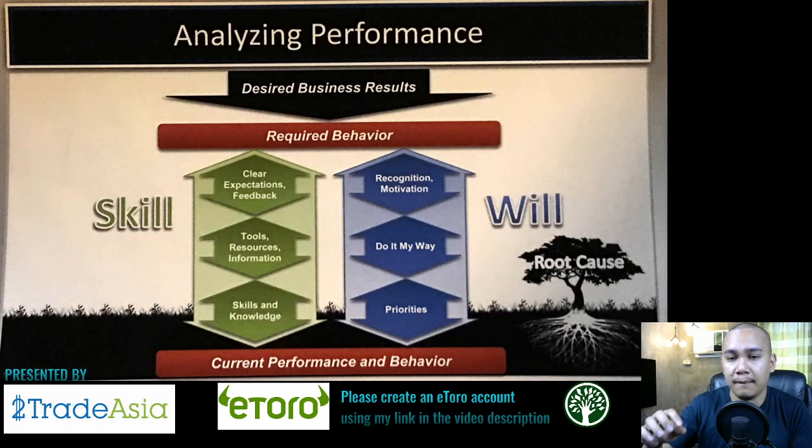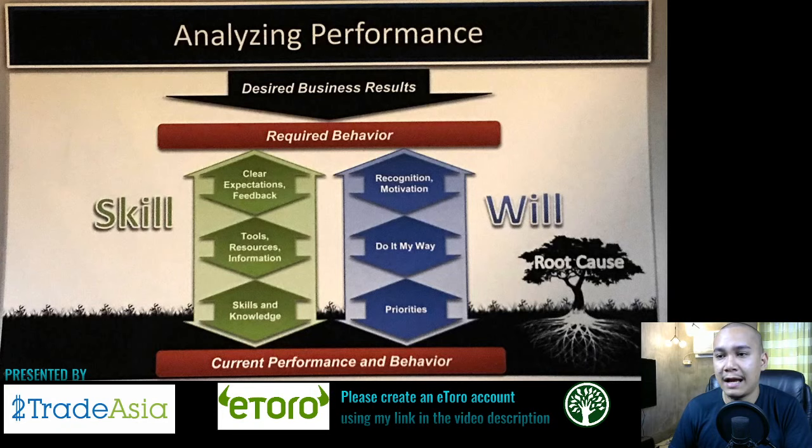Ito yung start talaga ng process na ito about coaching people and coaching your teammate, coaching your members and coaching it the right way. Importante po kasi yan. Why are we talking about this? It's because if ever we approach our employee using the wrong strategy, hindi po effective ang pag-uusap natin and it won't solve issues and hindi po natin ma-meet ang desired business results natin.